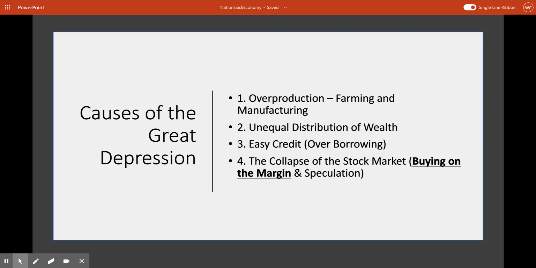The second is an unequal distribution of wealth. Turns out the roaring 20s weren't necessarily roaring for everyone, right? The third reason was easy credit. So people borrowed way too much money in the 1920s. And the fourth thing was the collapse of the stock market.